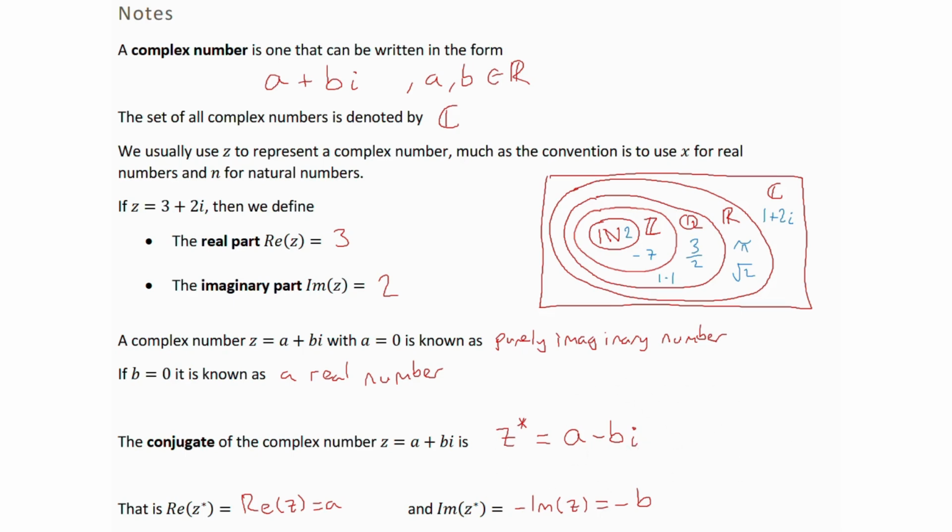But we'll also see there are some very important properties of conjugates that we can use sometimes to help us solve problems. Now, sometimes when people see this notation, z star, they forget what that means. So just be on the lookout: if you see z star, that means the conjugate of the complex number z.